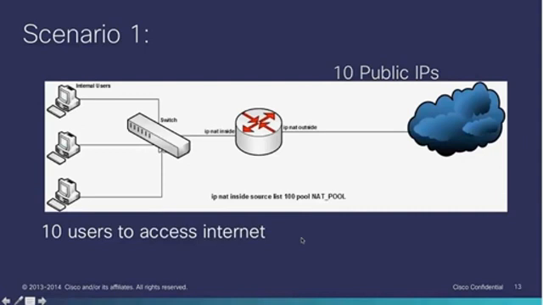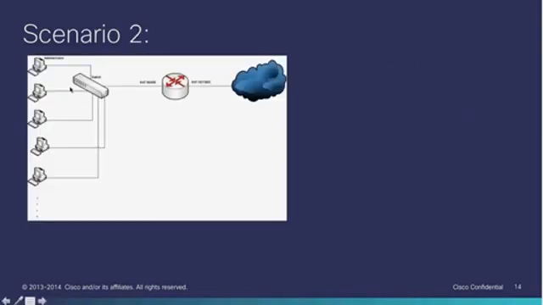So this was a very basic scenario where we were trying to get 10 users to go out, and you have 10 IPs that you can use. Scenario 2. Now this is a little more configuration based, more what you would see in a real world scenario. It's not 10 users anymore. This company has expanded, and those 10 users have now grown to 500 users. Now all of these 500 users need to be able to go out to the internet.